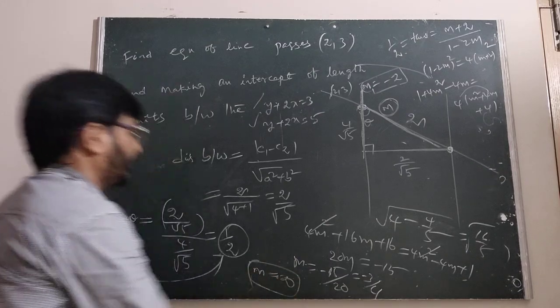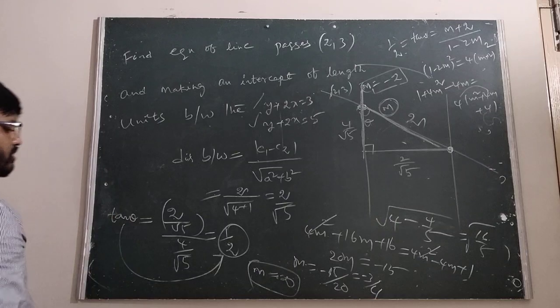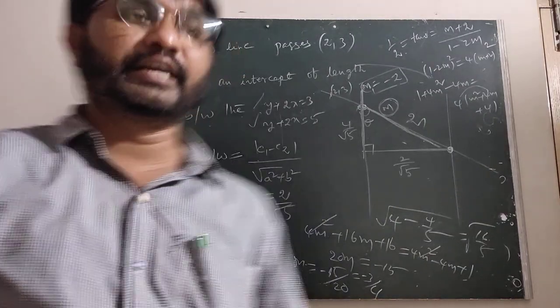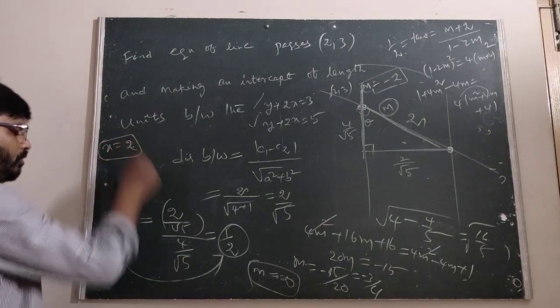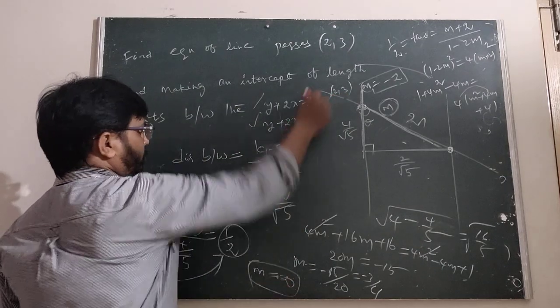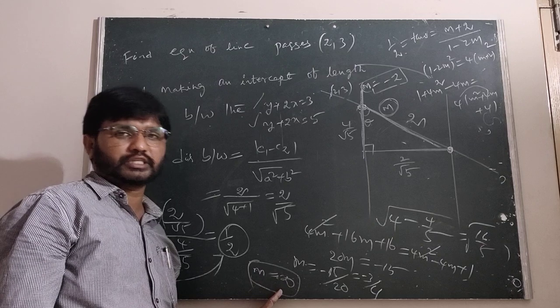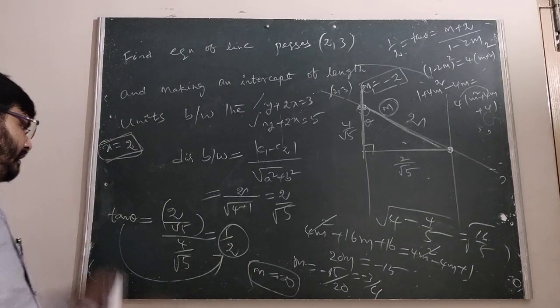So now the line is passing through (2, 3). That means for one of the lines m equals infinity, so it is a line with the x coordinate fixed, x equals 2. How to get this one? y minus y1 equals m into x minus x1, with infinity as 1 by 0, so x minus 2 equals 0. x equals 2 is one line.